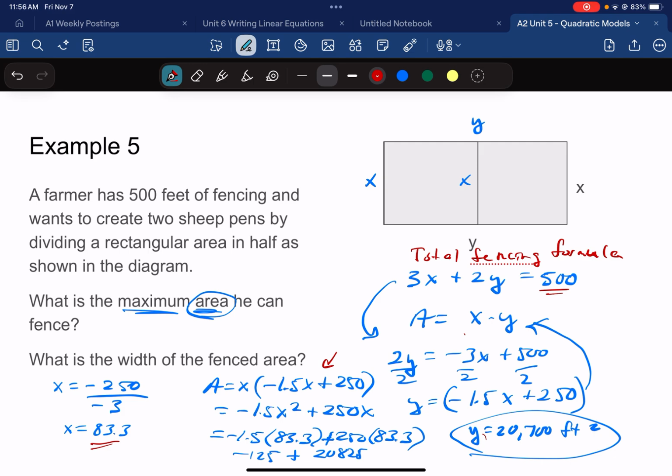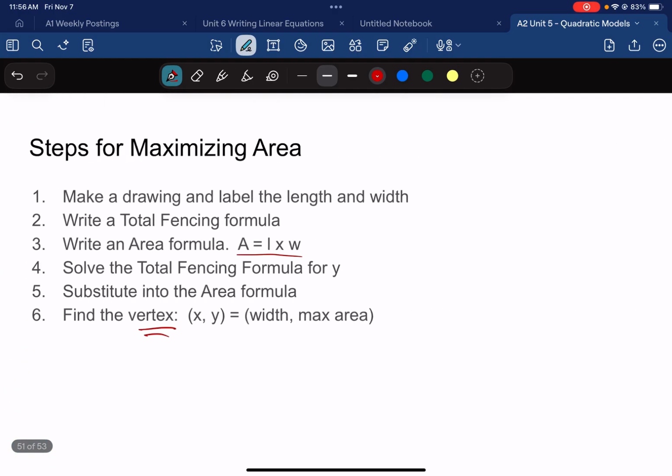So we found our x value using negative b over 2a, right? Opposite of b is negative 250. 2 times negative 1.5 is negative 3. So when the width is 83.3, that gives me a maximum area of 20,700 by plugging that back into the original equation, getting your y value. Okay, so this is kind of the steps you have to take here.